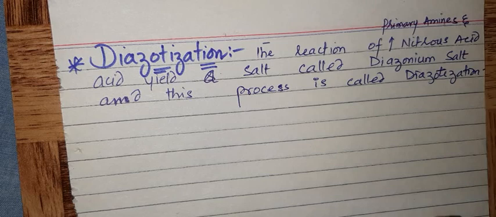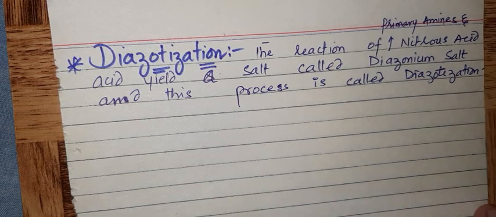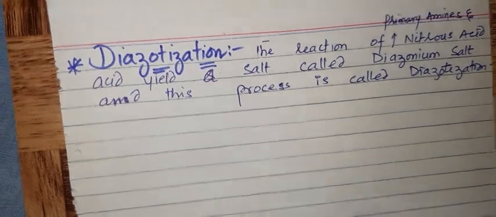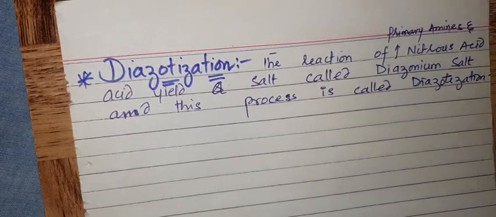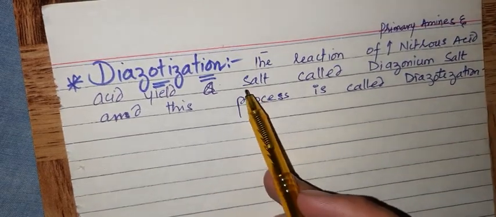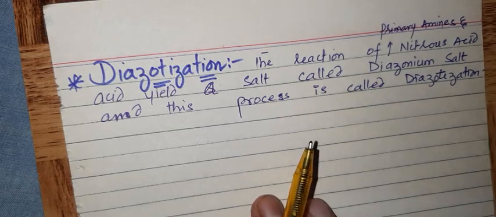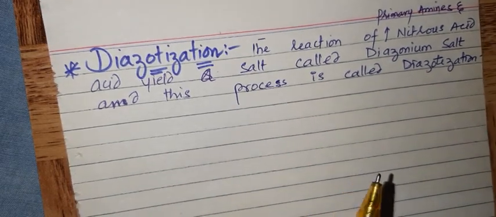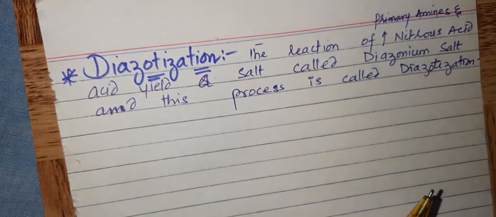Now, which type of primary amine will we discuss? Alkyl primary amine and aryl primary amine. Furthermore, the reactions of secondary amines and tertiary amines will be discussed in the lectures to follow. So, how does this process take place? First of all, the definition should be learned by heart. Second, the underlying mechanism is important.